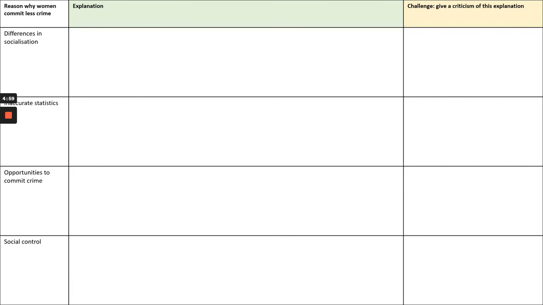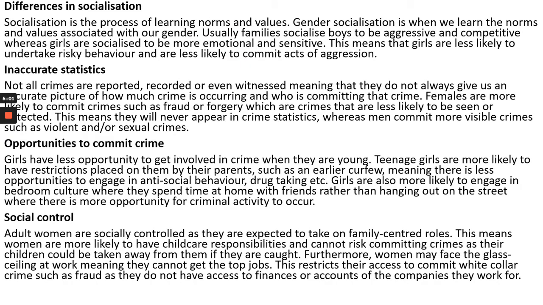So I've just gone through the first one. I want you to go through the next one: inaccurate crime statistics. Why is it that men perhaps commit more visible crimes that the police can easily see and arrest them for? Opportunities to commit crime we've briefly mentioned.